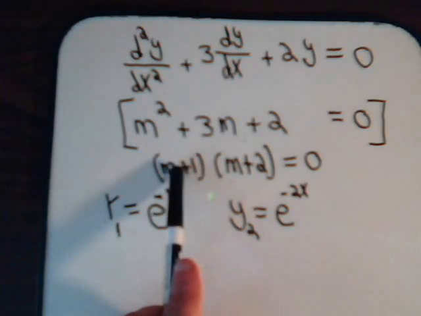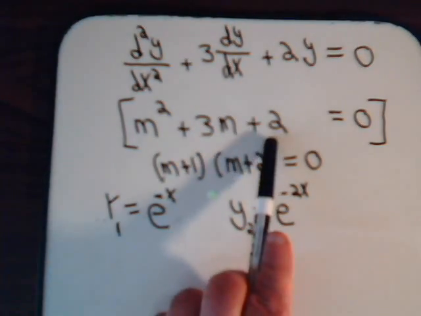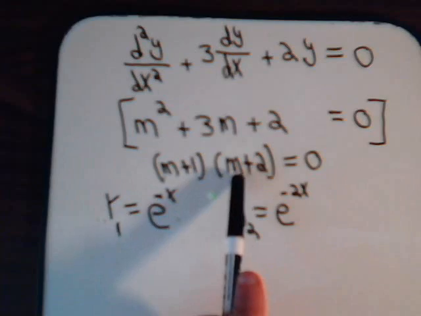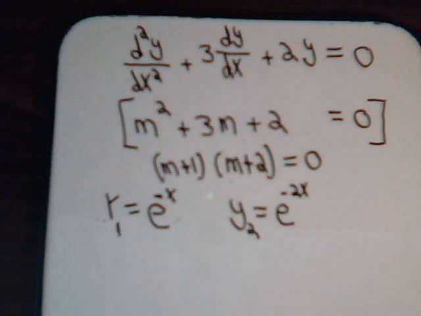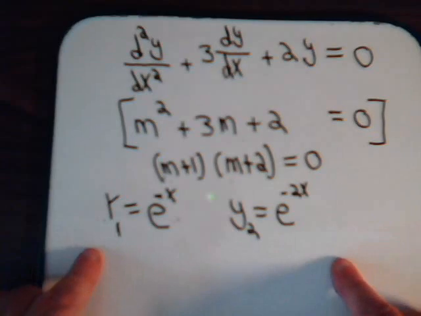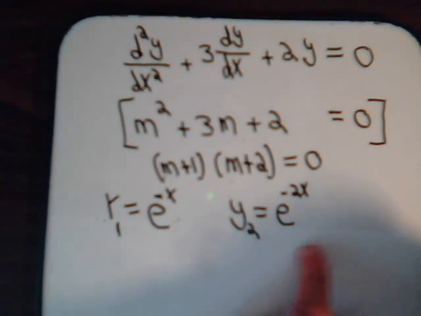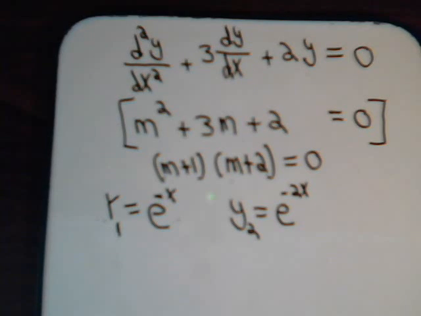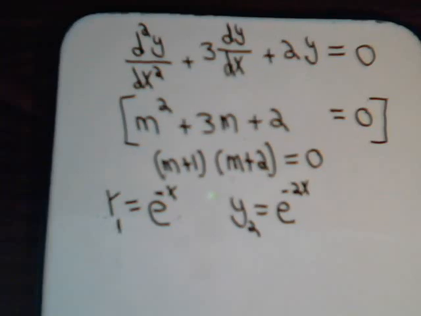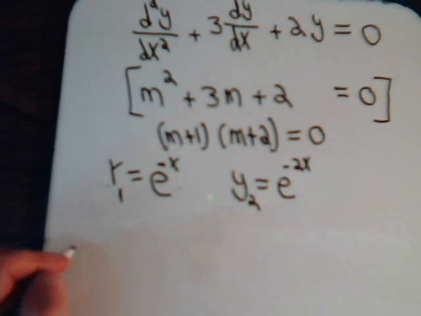Solve it for our values of m. Because it's a quadratic equation, we're going to have 2 values of m: minus 1 and minus 2. We're going to have 2 solutions. And here they are. Now let's ask this question. If these are solutions to the differential equation, this one works and this one works, what happens if we take a linear combination of these?